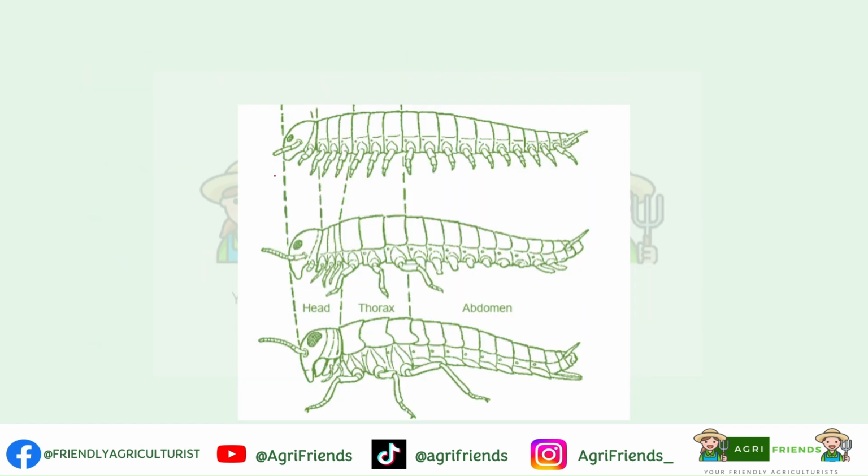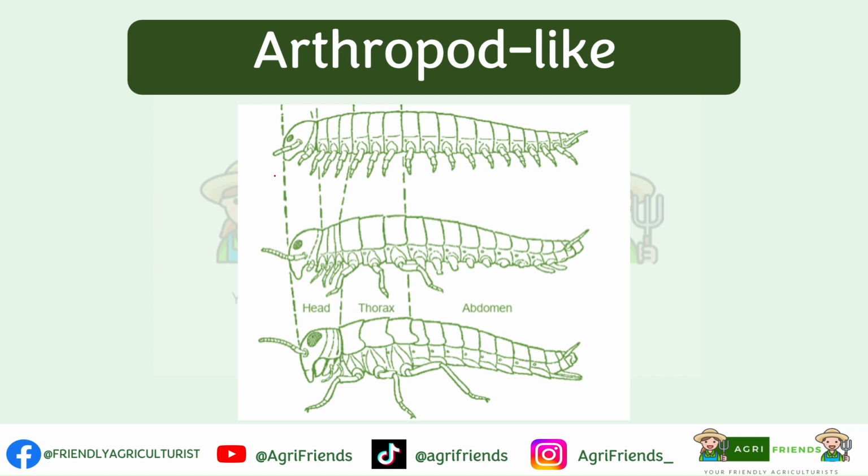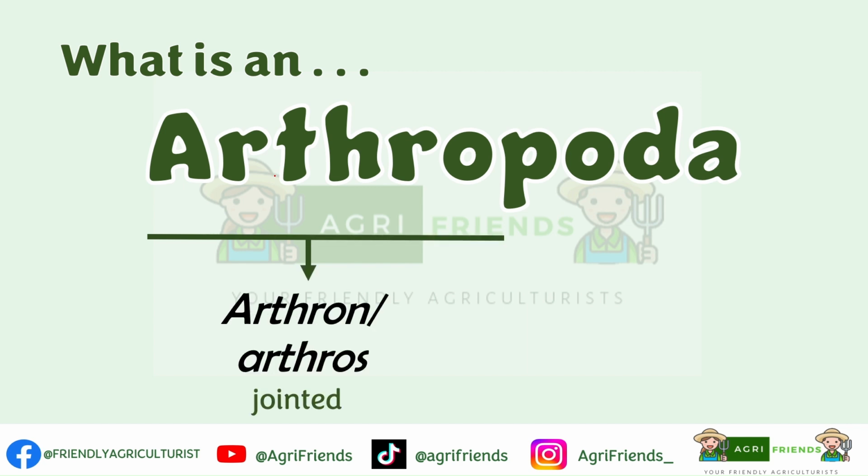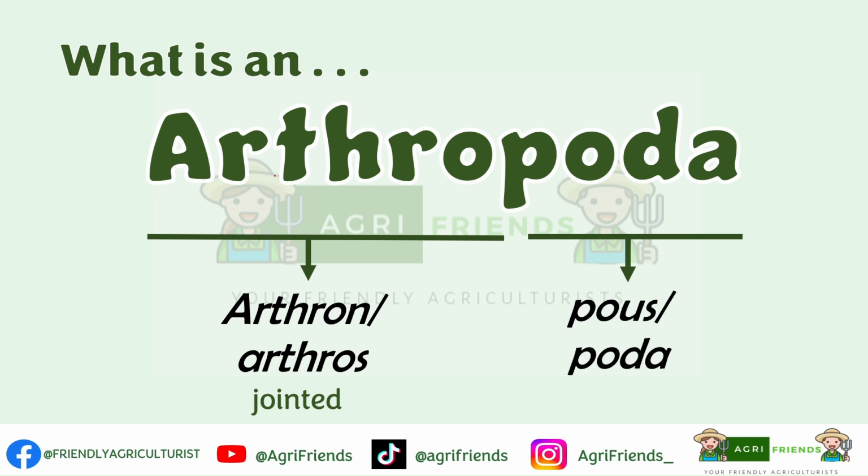Now we will go to the nearest relatives of the insects, or what we refer to as the arthropod-like stage. And it is further divided into three. But before that, let us first discuss what is an arthropod. So an arthropod, this term comes from the Greek word arthron or arthros, meaning jointed, and poda comes from the word pous or poda, meaning foot or feet. So in general, arthropods are animals with jointed appendages.